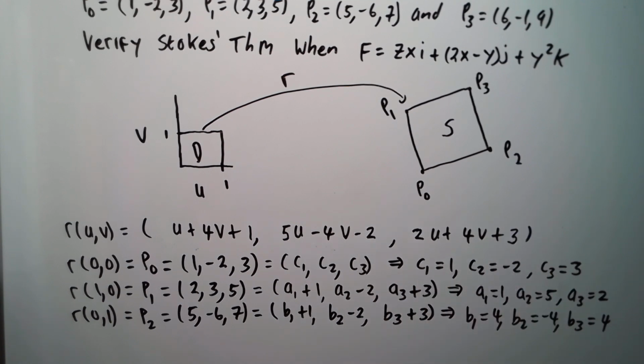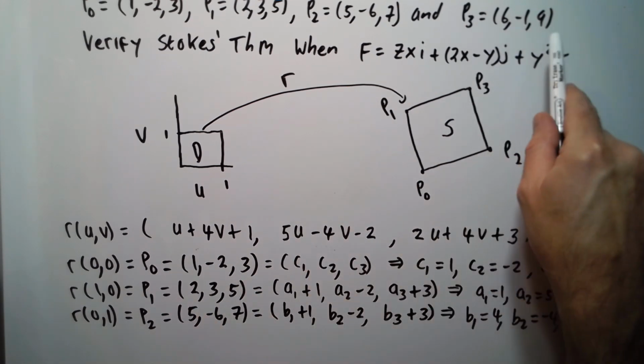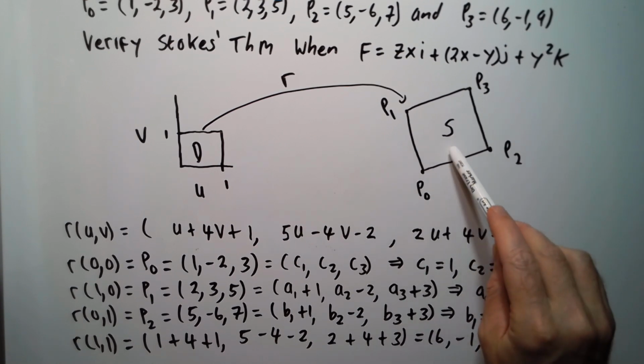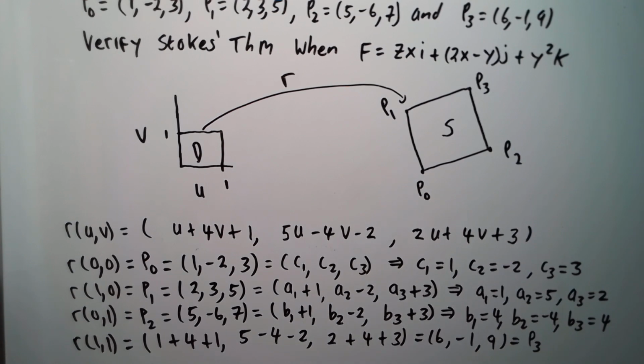So you might say, well, hold on a second, we found all the values now, but how do I know the fourth point is going to work? Well, since it's a parallelogram, it should be forced to work. We can check it now. R of (1, 1) should end up being P3. Putting 1 in place of U and 1 in place of V all the way across, and when you simplify that, you get (6, -1, 9), which is P3. So it works out. We found our mapping now. We've parameterized our parallelogram.